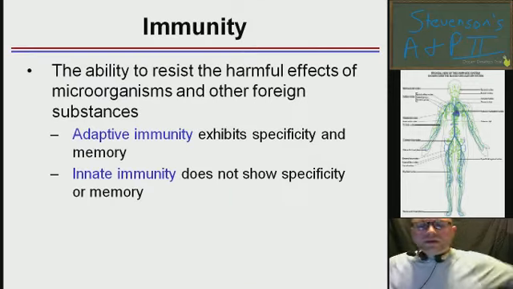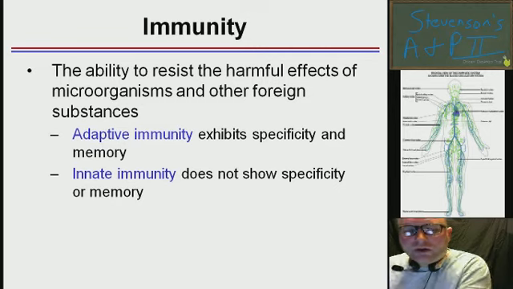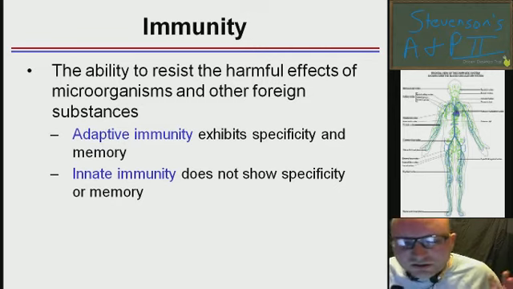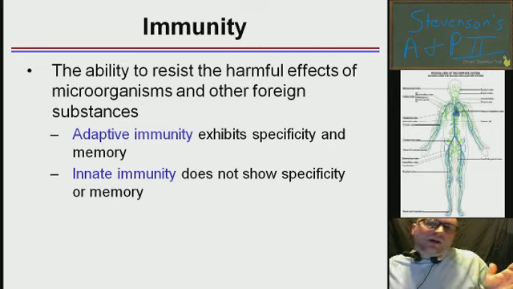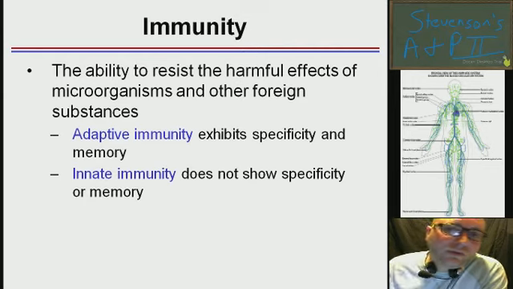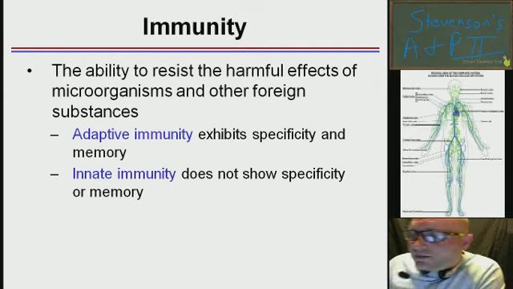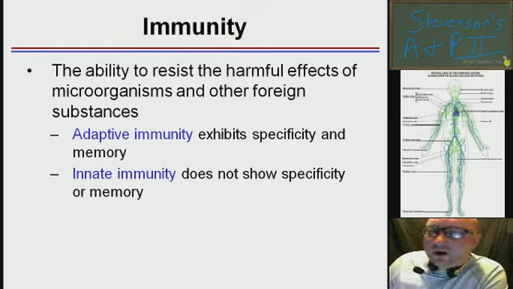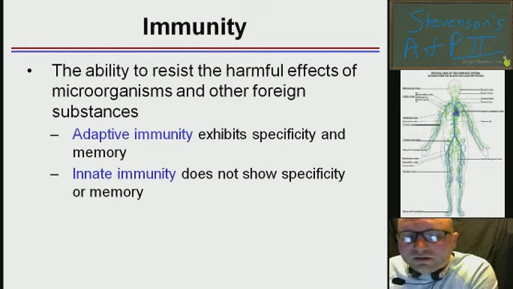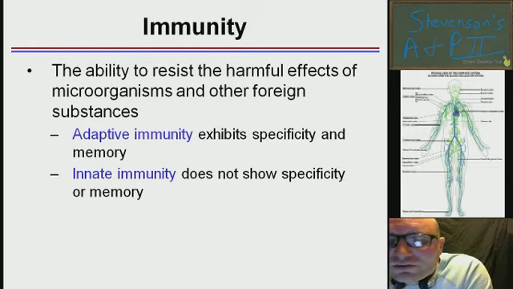What is immunity? Now we're getting to immunity. Okay, immunity is just not simply being able to get away with not doing some challenge on a game show. Immunity is very important. Immunity is the ability to resist harmful effects of microorganisms and other foreign substances on your body.